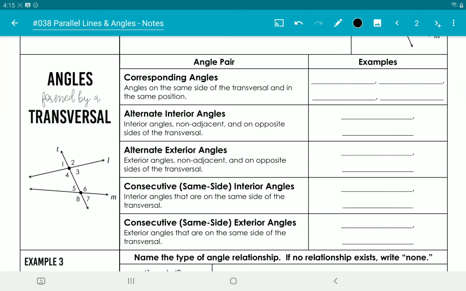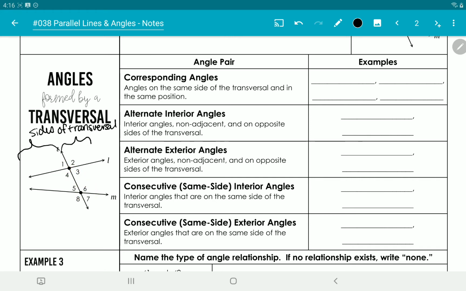So if we're looking at just two lines that are intersected by the one line, the transversal, we get these different angles. So we have corresponding angles, which are angles that are on the same side of the transversal. So these are the sides of the transversal. Okay, the transversal. So you can see that if they're both on this side, they're on the same side of the transversal. If one's on this side and one's over here, you can see they're on opposite sides of the transversal.